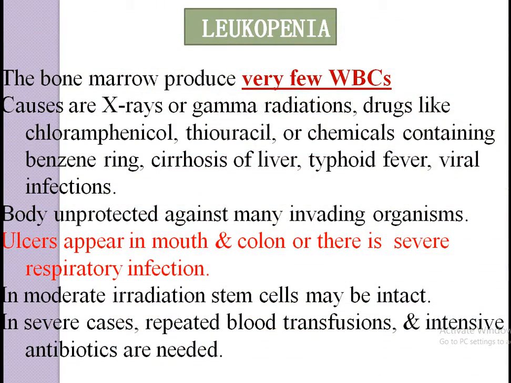Leukopenia, what is that? It is actually very few WBC. So ulcers appear in the mouth and colon, or there is severe respiratory infection. Why is the infection severe? Because of the decreased number of WBC. WBC are mainly the cells which are defending our body. So if their number is decreased, or abnormally excessive immature cells are there, obviously the infection has a good chance to spread all over the body, and our body becomes unprotected against many invading organisms.